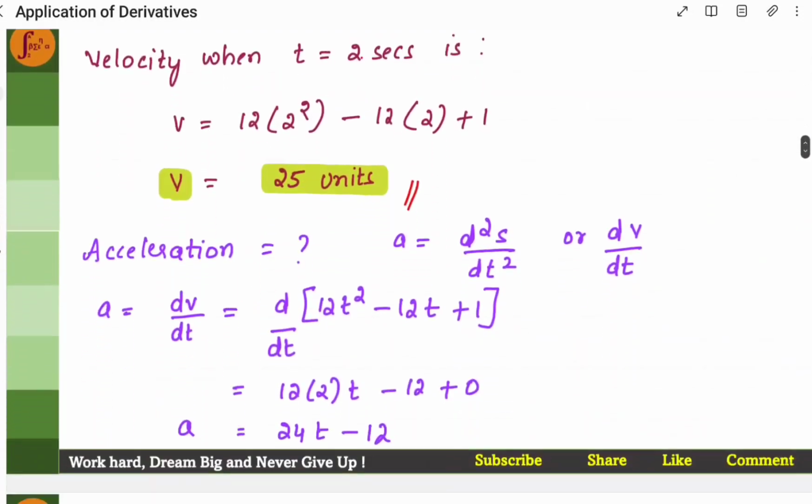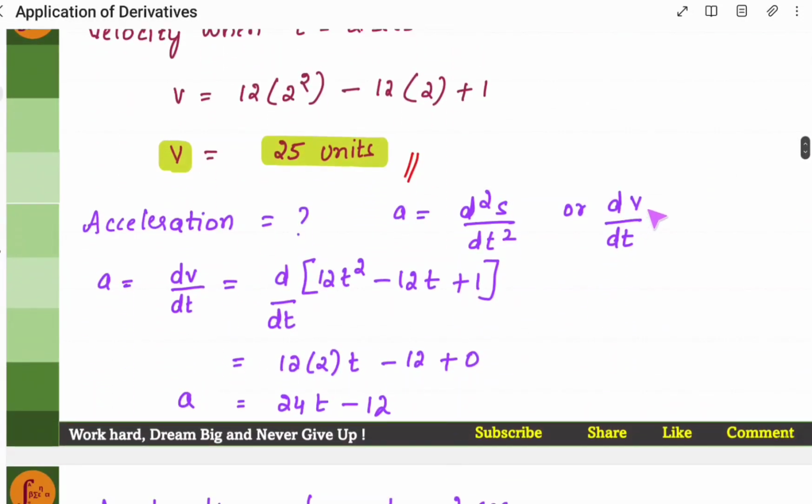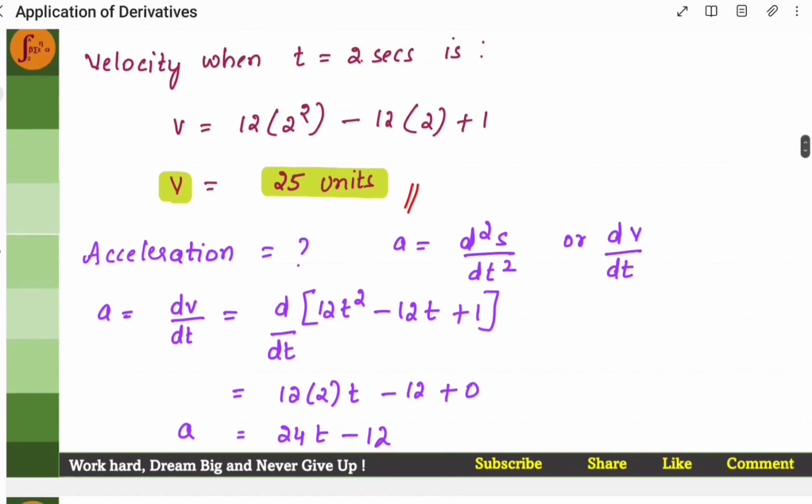What is the formula for acceleration? Acceleration is nothing but dv by dt, right? That is, we have got v here. We have got v here, right? Now you differentiate this again.